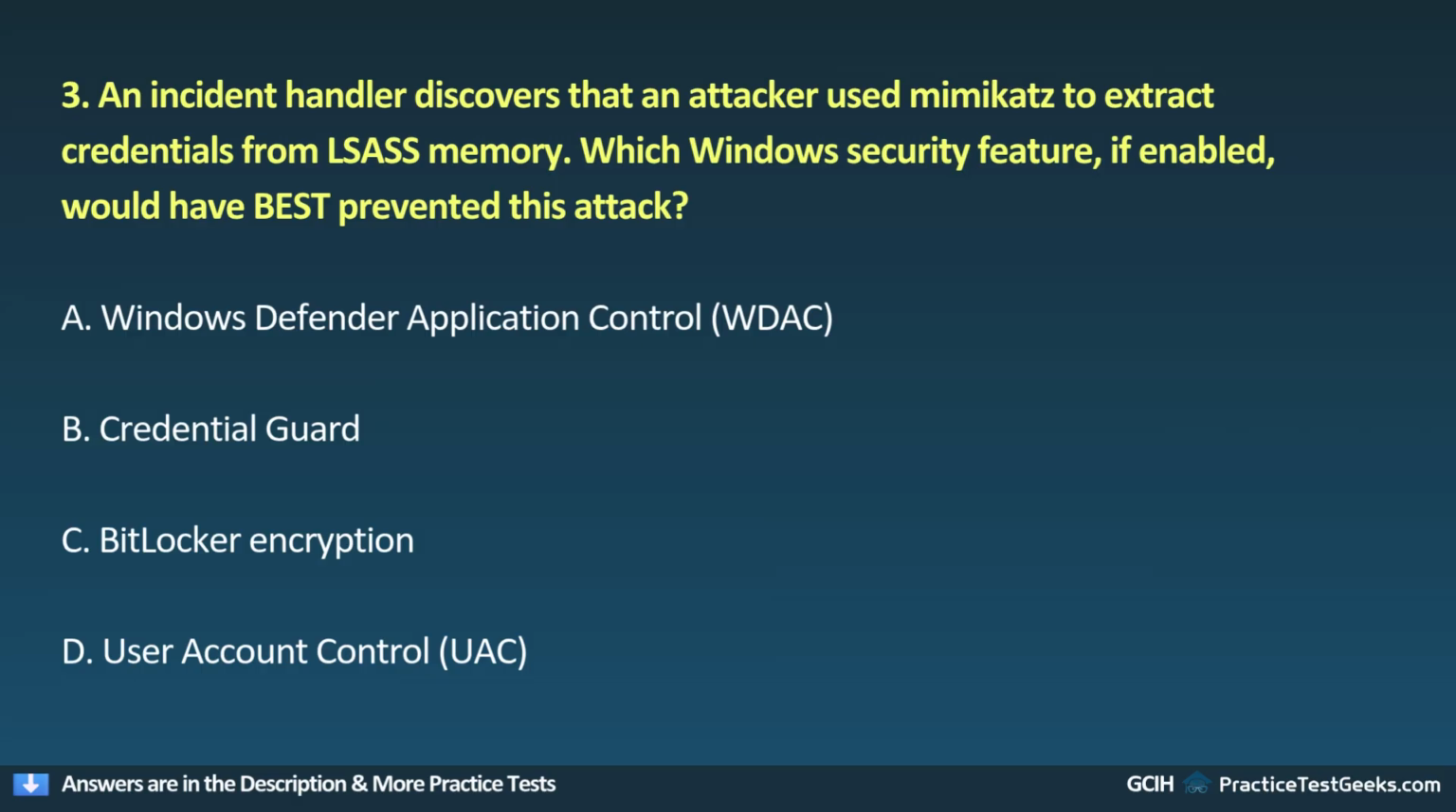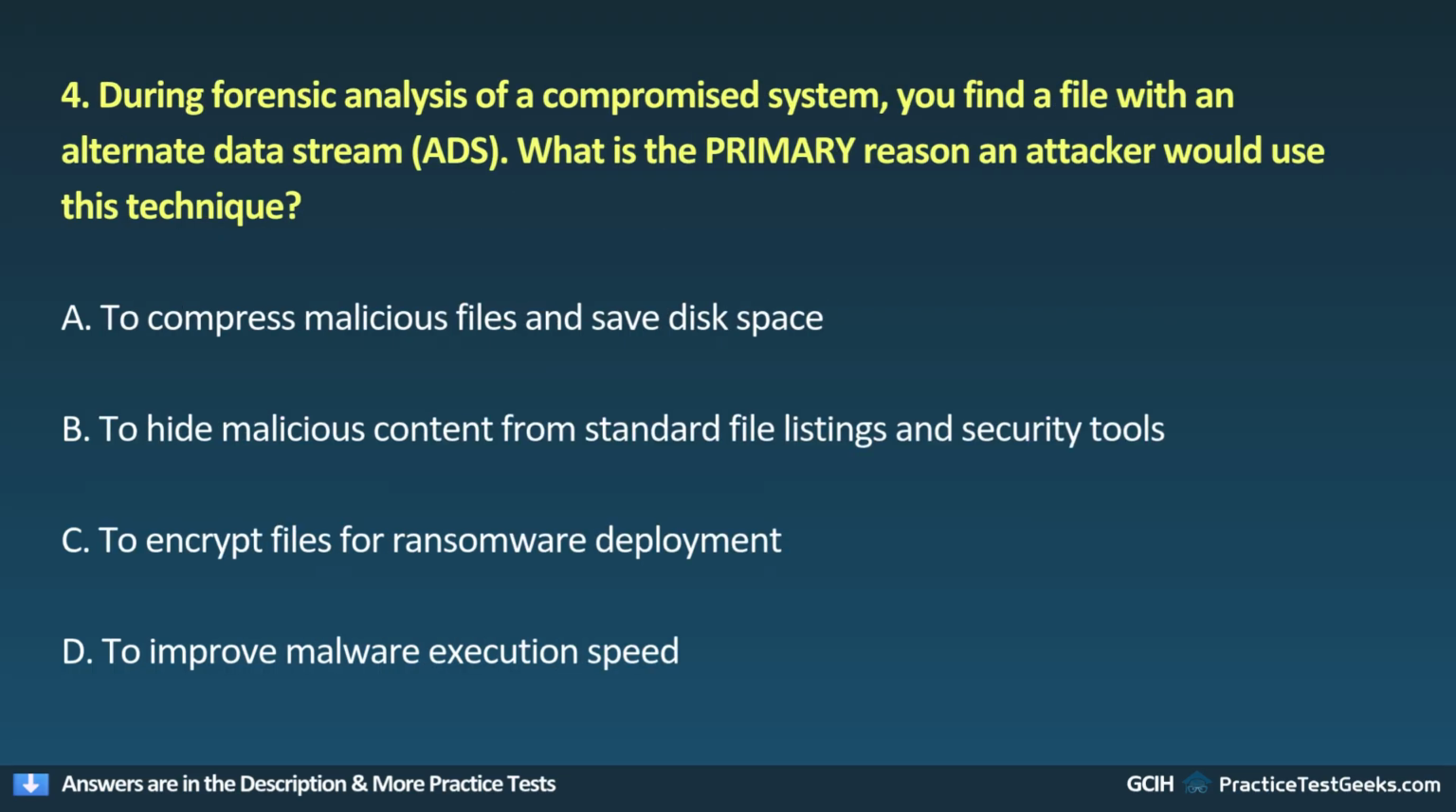A. Windows Defender Application Control, WDAC. B. Credential Guard. C. BitLocker encryption. D. User Account Control. 4. During forensic analysis of a compromised system, you find a file with an alternate data stream, ADS. What is the primary reason an attacker would use this technique?